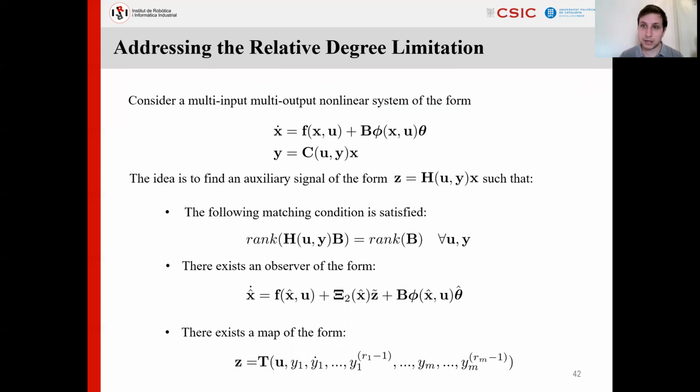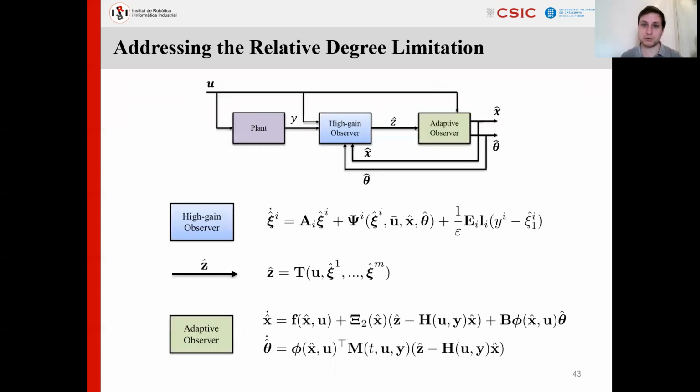Indeed, the architecture that this thesis proposes is the following. The idea is to deploy a Huygens observer that estimates the output and its derivatives up to some degree. Then you use this estimation in the map T to reconstruct the auxiliary signal. And then you use this reconstructed auxiliary signal to design the direct adaptive observer. It should be mentioned that there is a coupling between the Huygens observer and the adaptive observer, because the x hat and theta hat estimations of the adaptive observer are used in the Huygens observer.